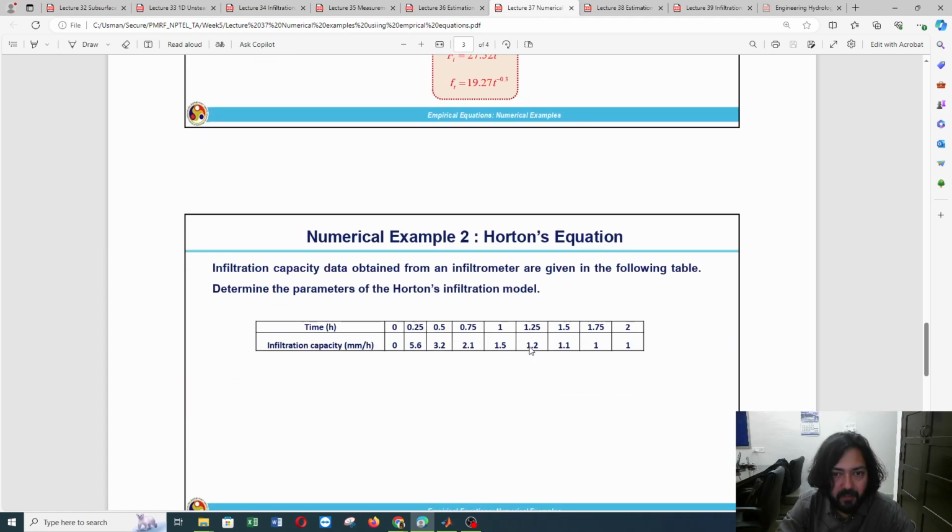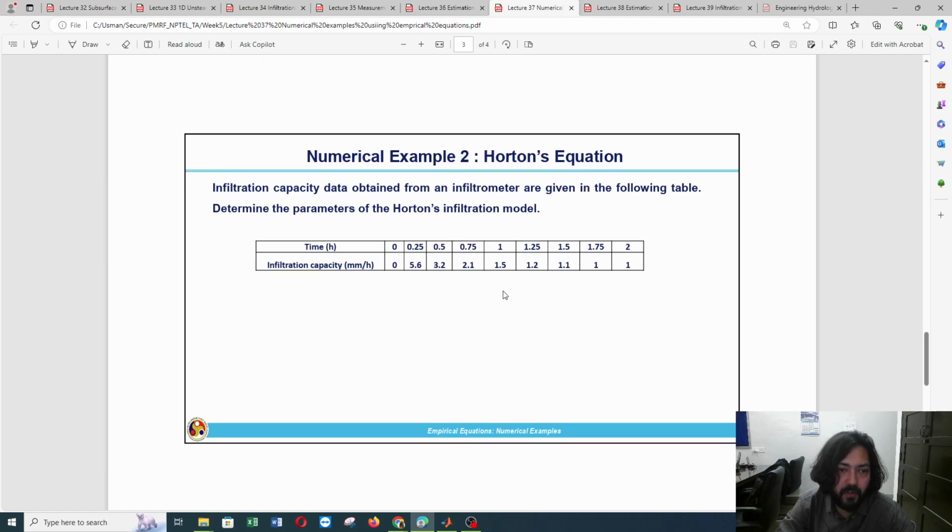Right, so these are very simple examples. The same applies in the case of Horton's equation also. Whenever we are working on Horton's equation, there are two things that are very important.